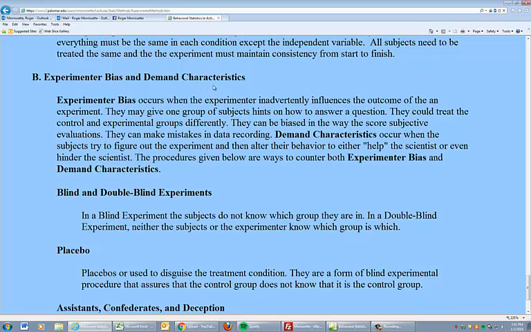The other sort of bias is something called demand characteristics. This is where the subject tries to figure out the experiment, and when they do, they tend to help. One of the ways to control that is placebo effects, placebo techniques, and single blind experiments. Single blinds work to control demand characteristics. Double blind works to control experimenter bias.